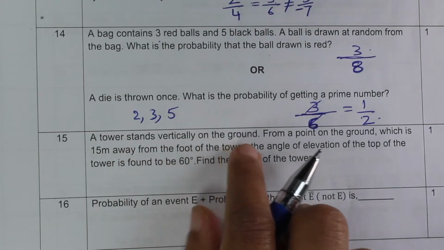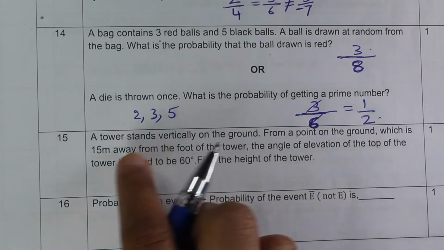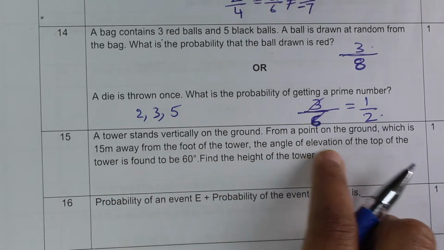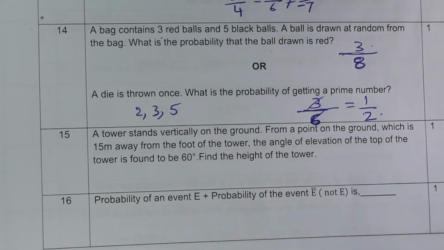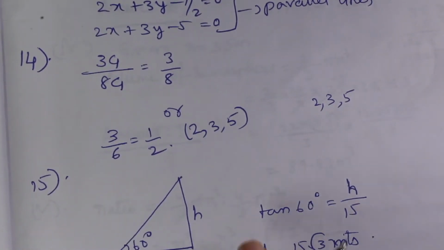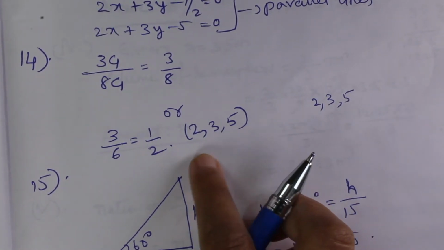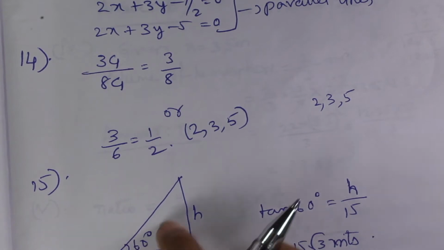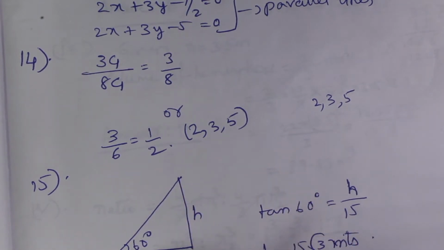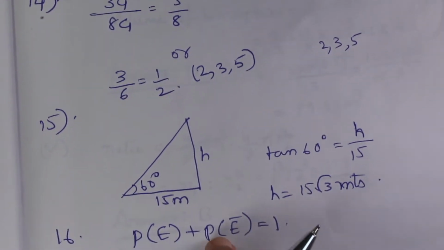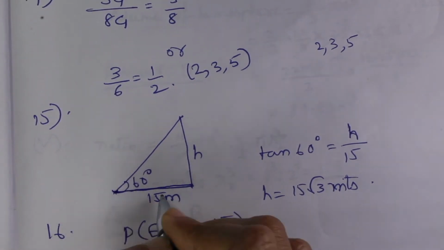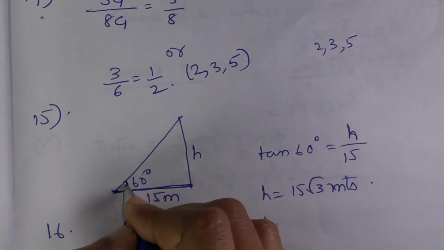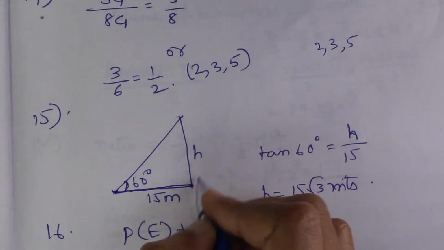A tower stands vertically on the ground. From a point on the ground which is 15 meters away from the foot of the tower, the angle of elevation of the top of the tower is found to be 60 degrees. Find the height of the tower. This is the diagram. The distance between the foot of the tower and the point of observation is 15 meters and the angle of elevation is 60 degrees. We have to find the height of the tower.